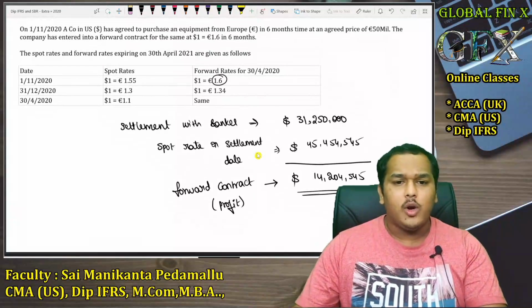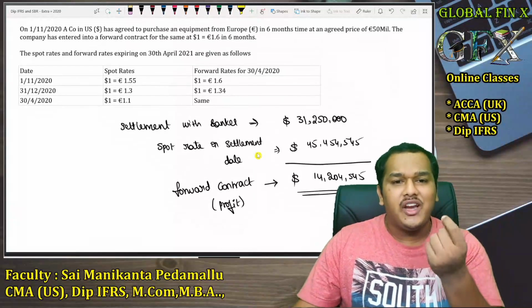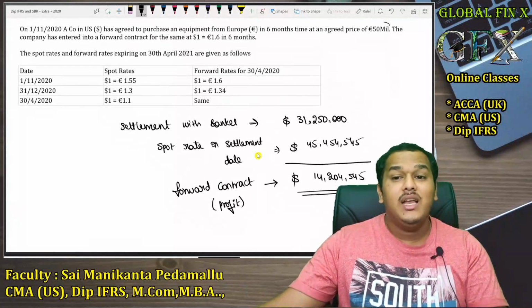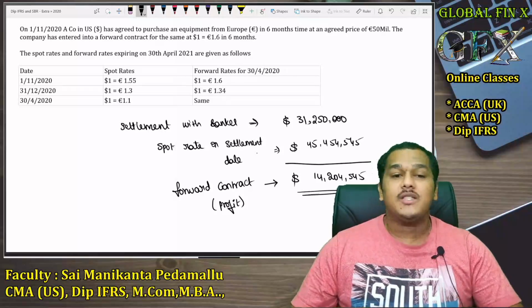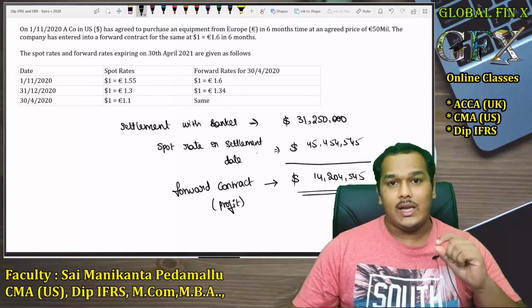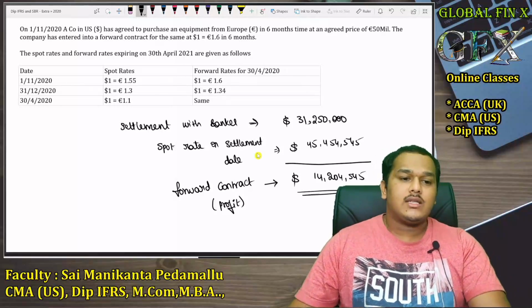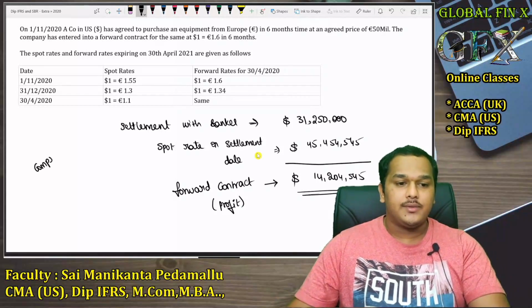$1 to 1.6 and 1.1, so a 0.5 difference into 50 million euros. It makes it $14 million of difference. So please be very careful with the decimals as well, right? Okay. Now this is just a comprehensive scenario for us.